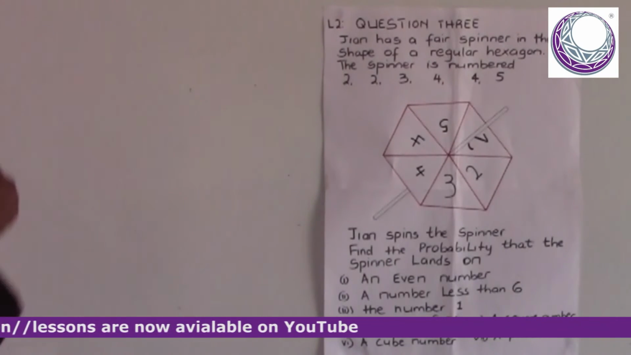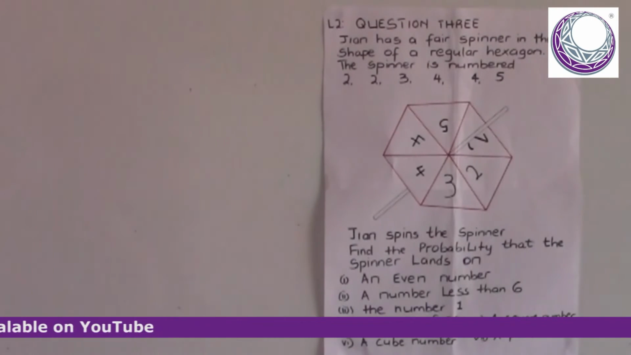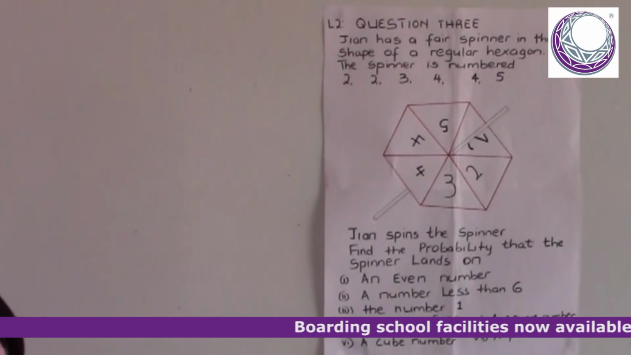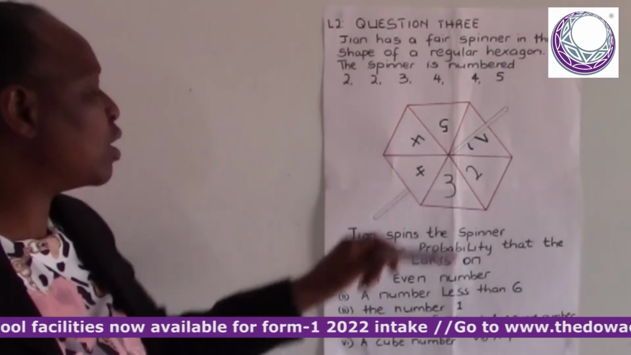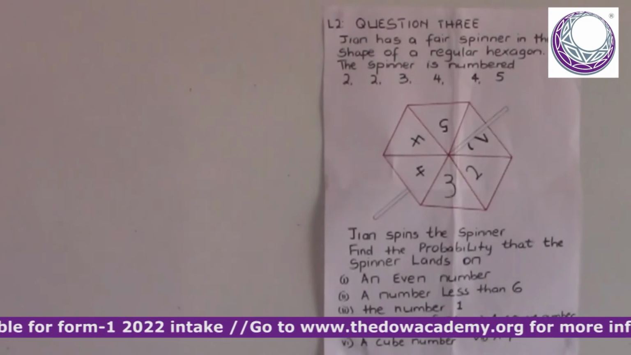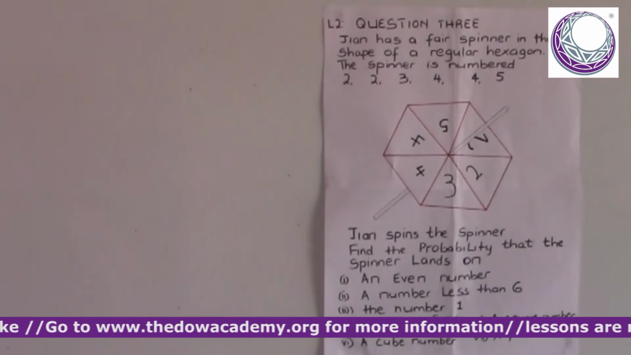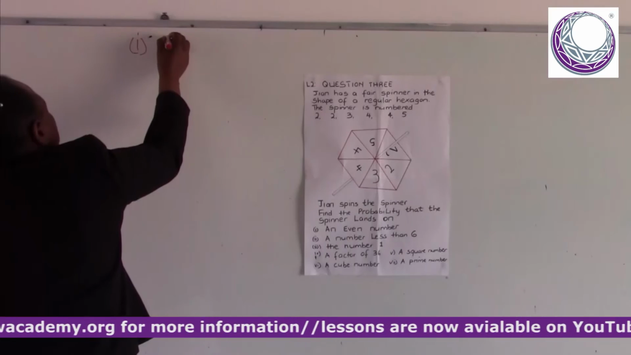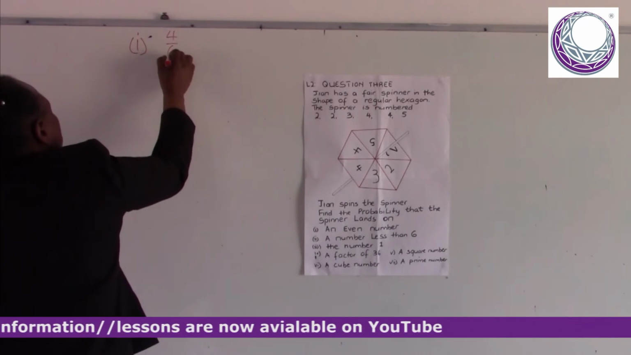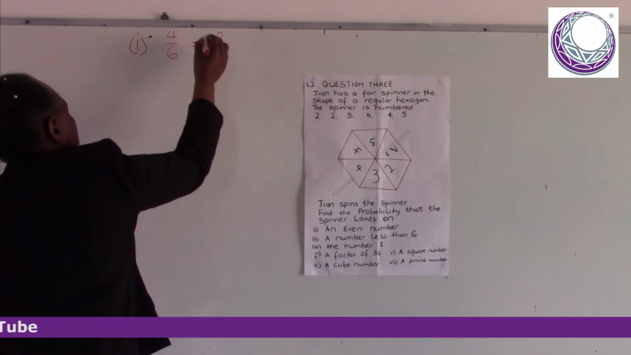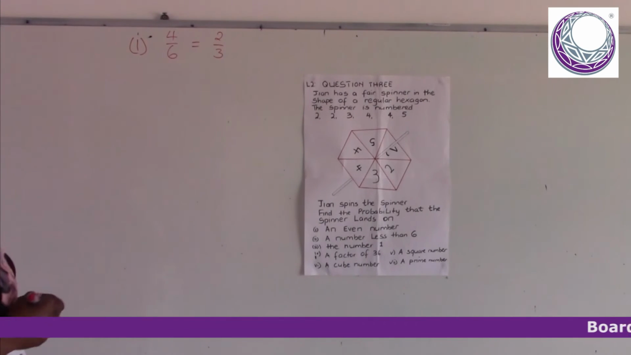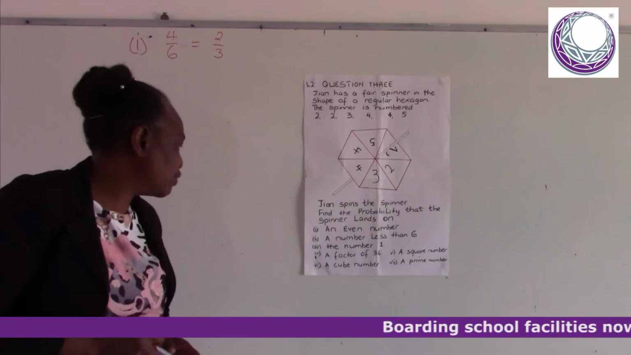So, number 1, the probability that it lands on an even number. It's a question of counting how many even numbers that we have. So, we have 1, 2, 3, 4. The 2 2s and the 2 4s, they will give us a total of 4. 4 out of 6. Now 4 out of 6, you can still write it as 2 out of 3. It's acceptable in its simplest form.